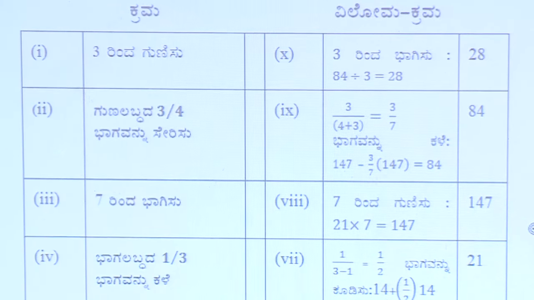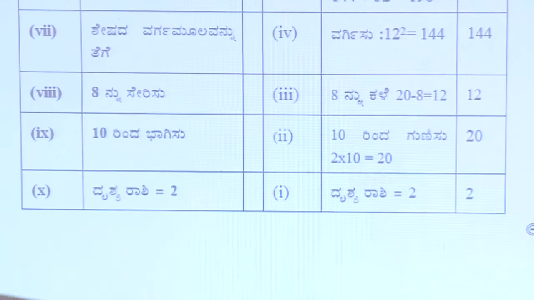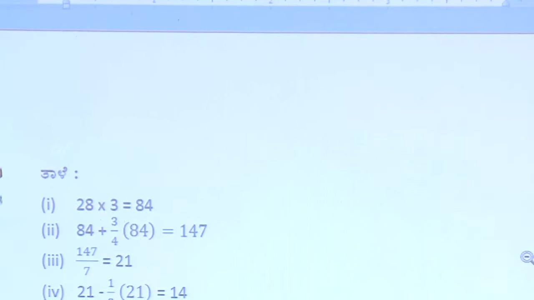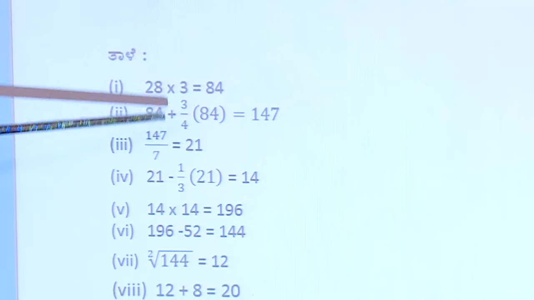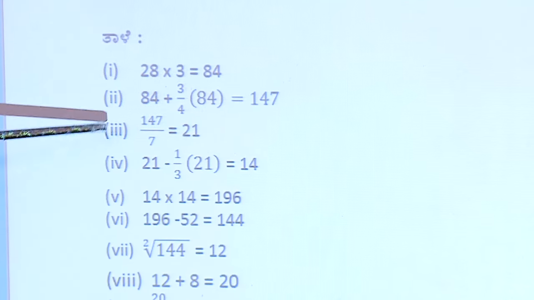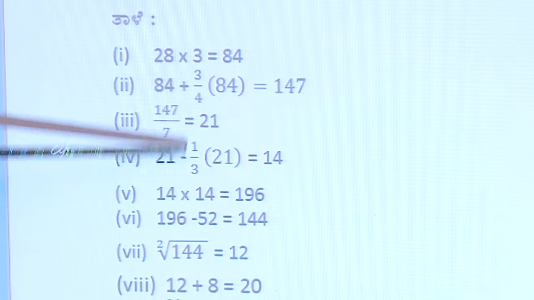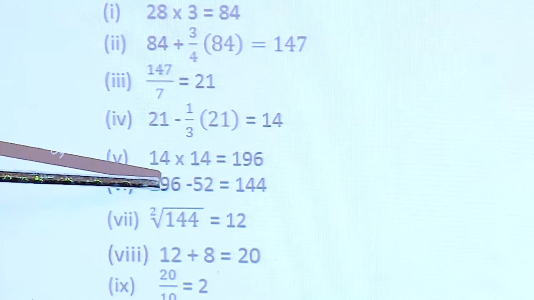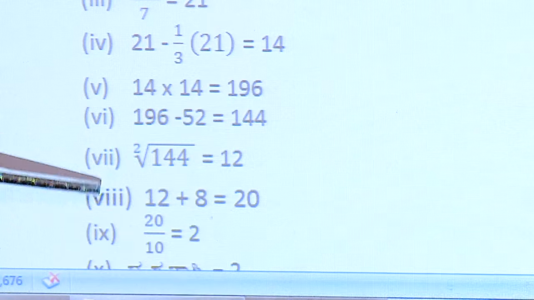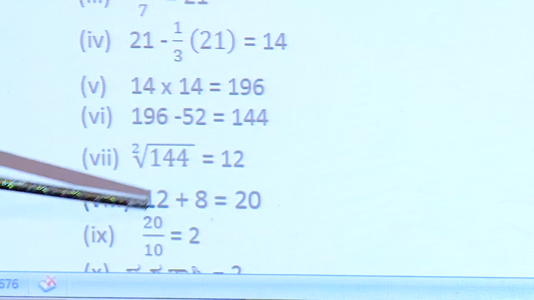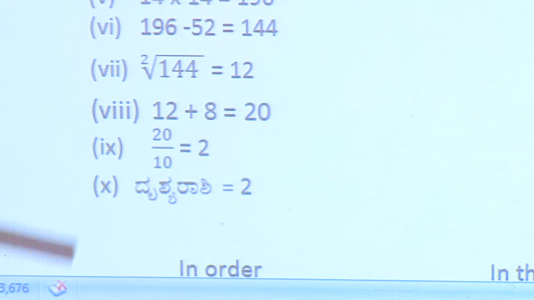Now let us verify whether the answer is correct or not. Verification. 28 into 3 is 84. 84 plus 3/4 of 84 is 147. 147 by 7 is 21. 21 minus 1/3 of 21 is 14. 14 into 14 is 196. 196 minus 52 is 144. Root of 144 is 12. 12 plus 8 is 20. 20 by 10 is 2. So 2 is the drishya rashi.